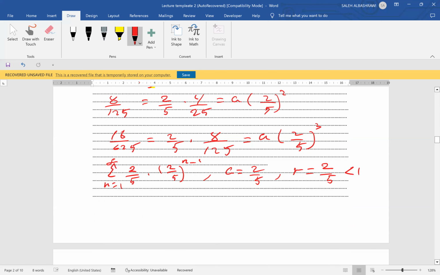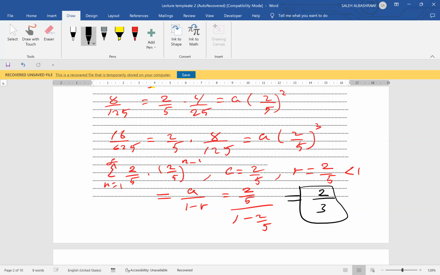So the sum is A divided by 1 minus R, which is equal to 2 over 5 divided by 1 minus 2 over 5. The sum of this series will be equal to 2 over 3. So it is a geometric series, and since R is less than 1, this series is convergent, and its sum is A divided by 1 minus R, which is 2 over 5 divided by 1 minus 2 over 5, equal to 2 over 3.